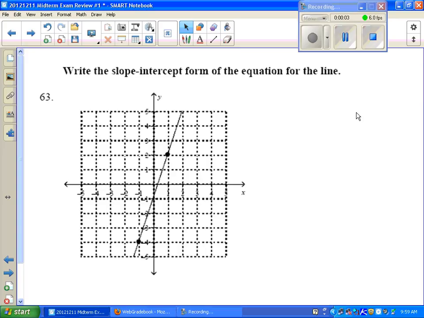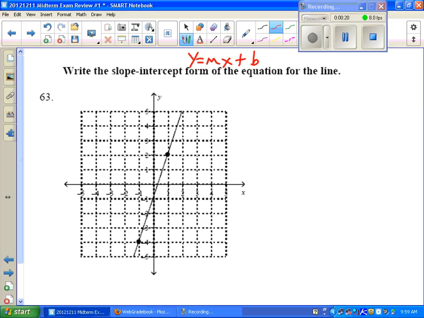This is our midterm review, video number 6. We're beginning on number 63. Question says, write the slope-intercept form of the equation of the line. Remember, slope-intercept form, y equals mx plus b.